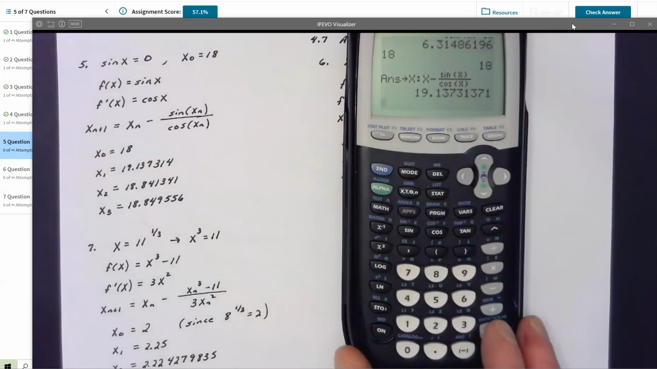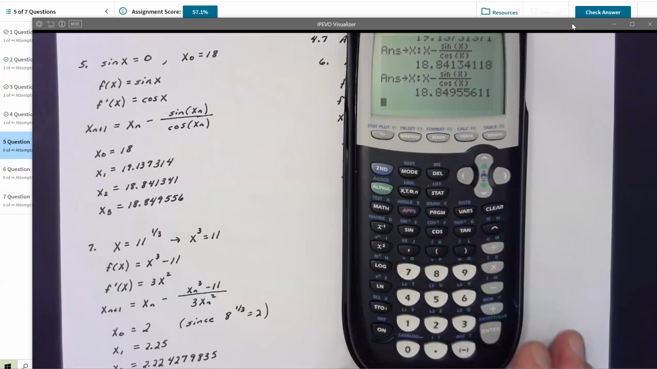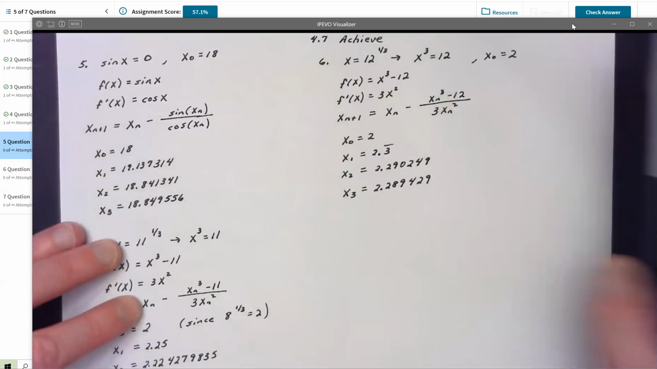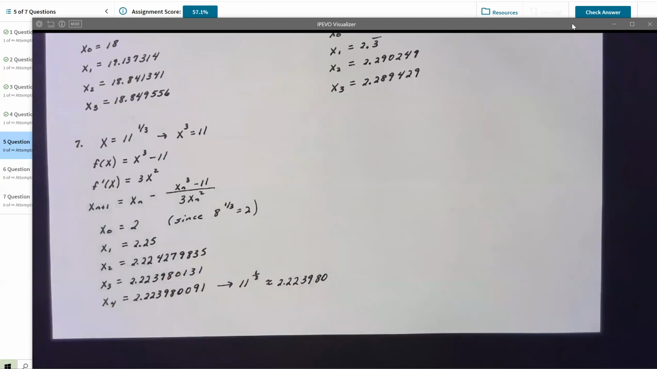Now, we get that entered in. We have our first refined guess is 19.137314. Our second refined guess, 18.841341. And third refined guess, 18.849556. Again, notice in this problem, with each successive guess, the roots are changing less and less each time, which means it's converging on what the true root is.